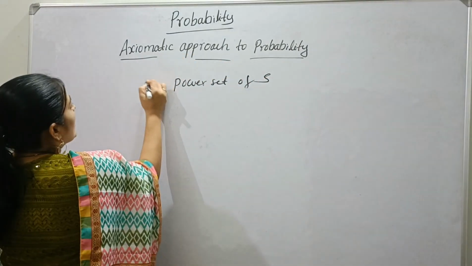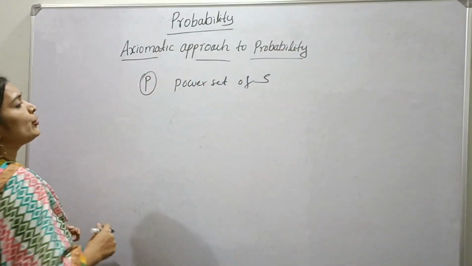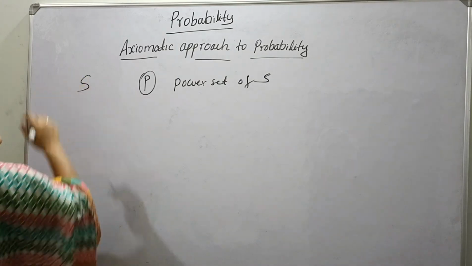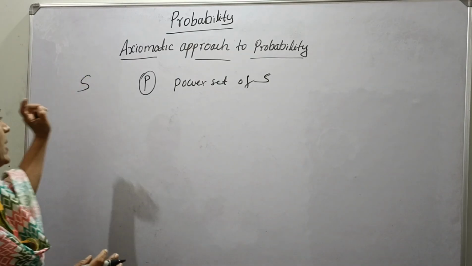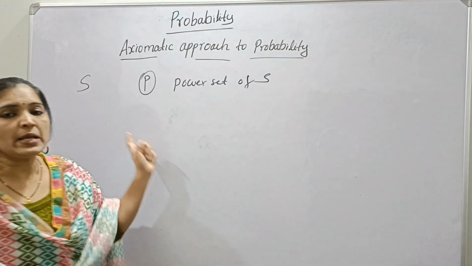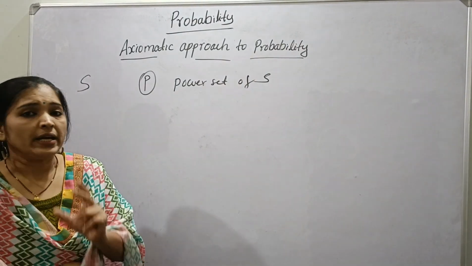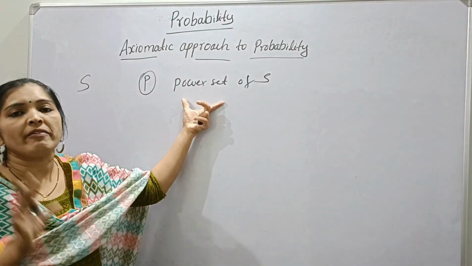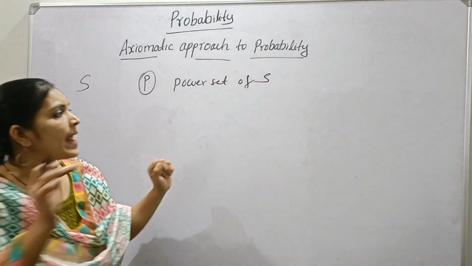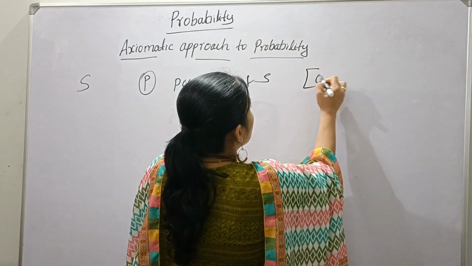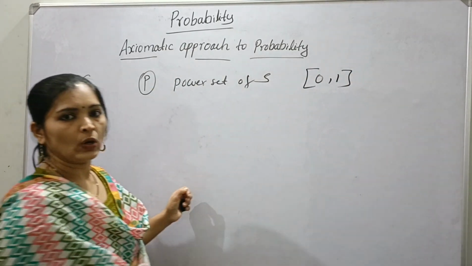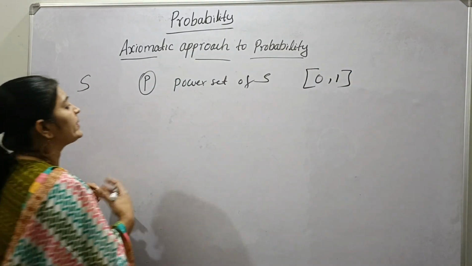So here P is a real valued function, and S is the sample space in a random experiment. Probability P is the real valued function. Here the domain is the power set of S, and the range is the closed interval [0, 1]. Then let us see what the rules are.